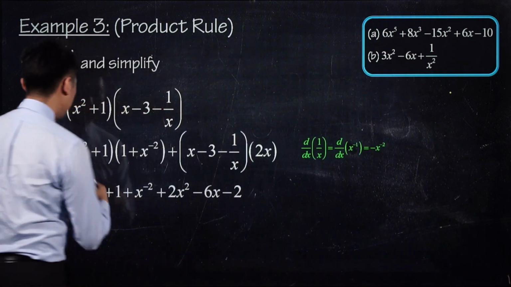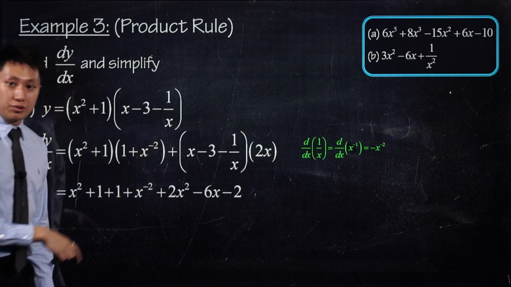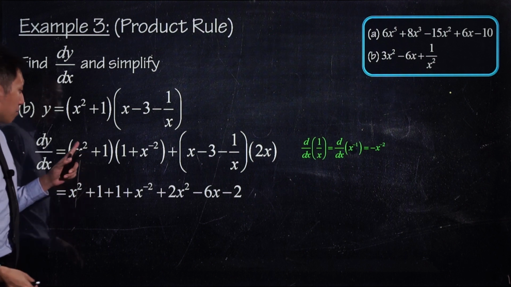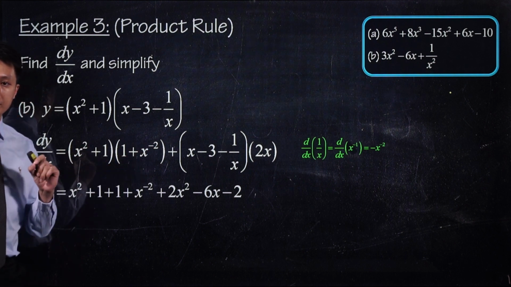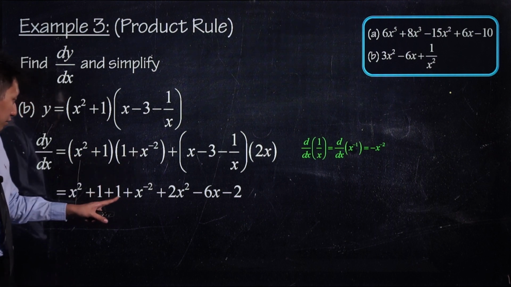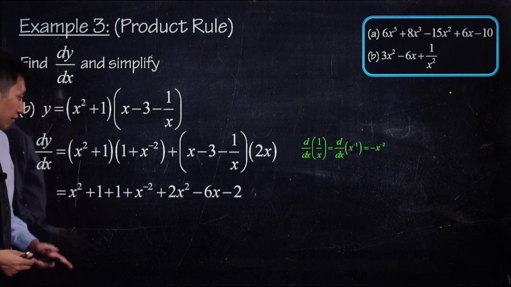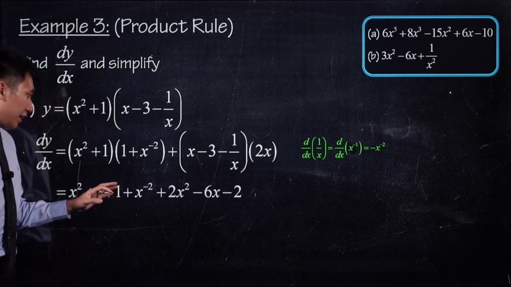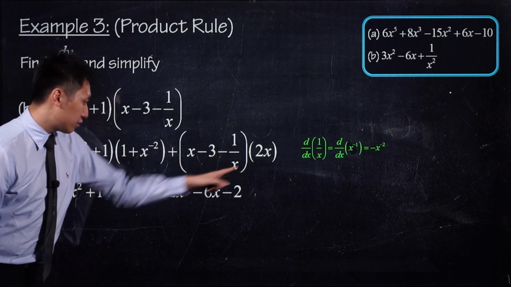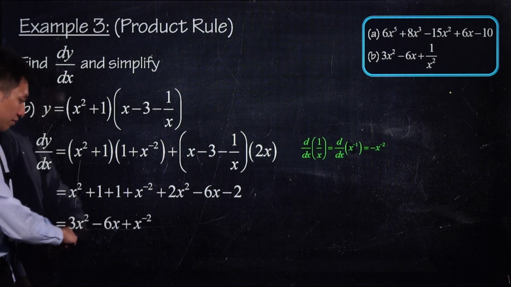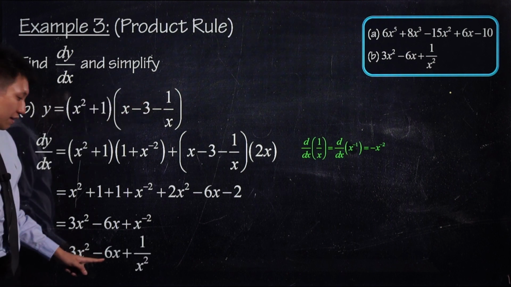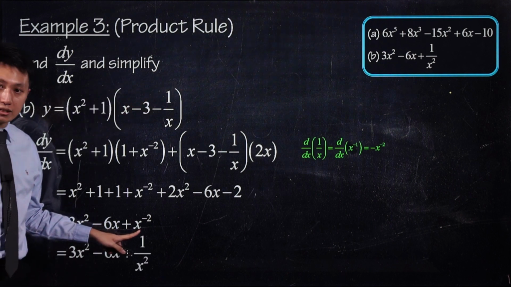For example, this is x squared, x to the power -2. They have the same base, so when you multiply them, the powers are added. Added means 2 plus -2, which gives you 0, x to the power 0, which gives you 1. Then you multiply these two, you get this one, and then you combine them, which is the same answer as that one. You just have to write this one as 1 over x squared.